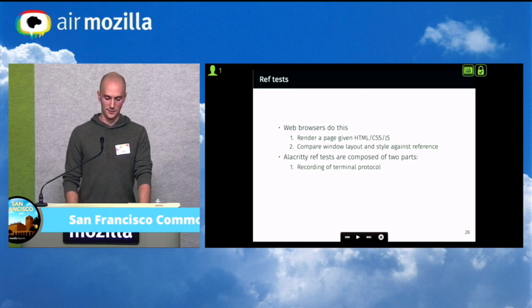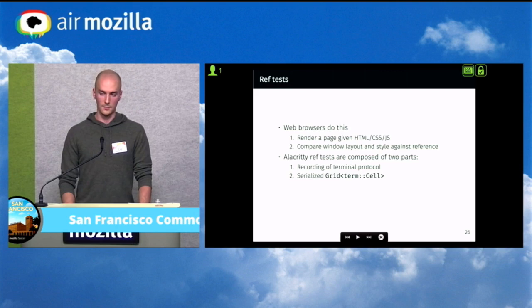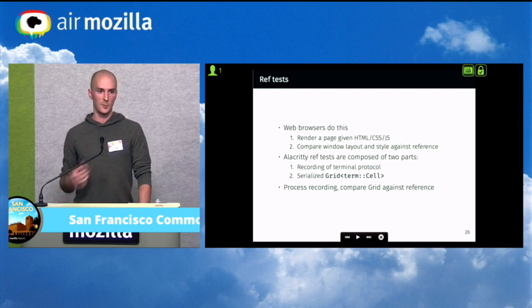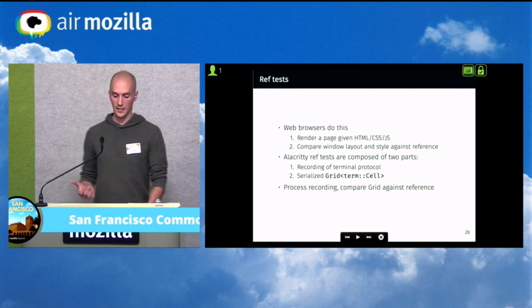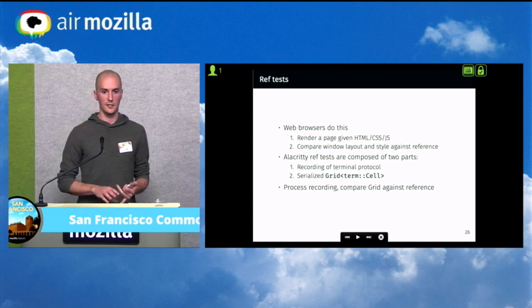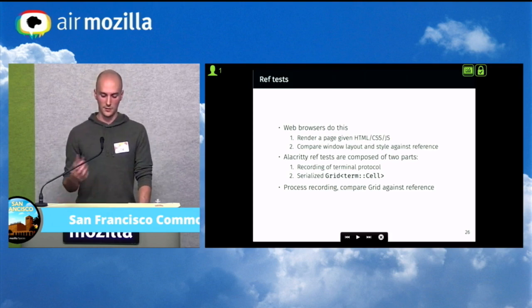Our data looks a little different, though. We have a recording of the terminal protocol and then a serialized grid of the terminal cells. So basically, we just create our terminal, run all this protocol through the parser, and then compare the grid state at the end. The grid state has things like the characters, any modifications on the cell, like underline and italics, and the colors. So we know that if this grid state matches, it's exactly the right result.